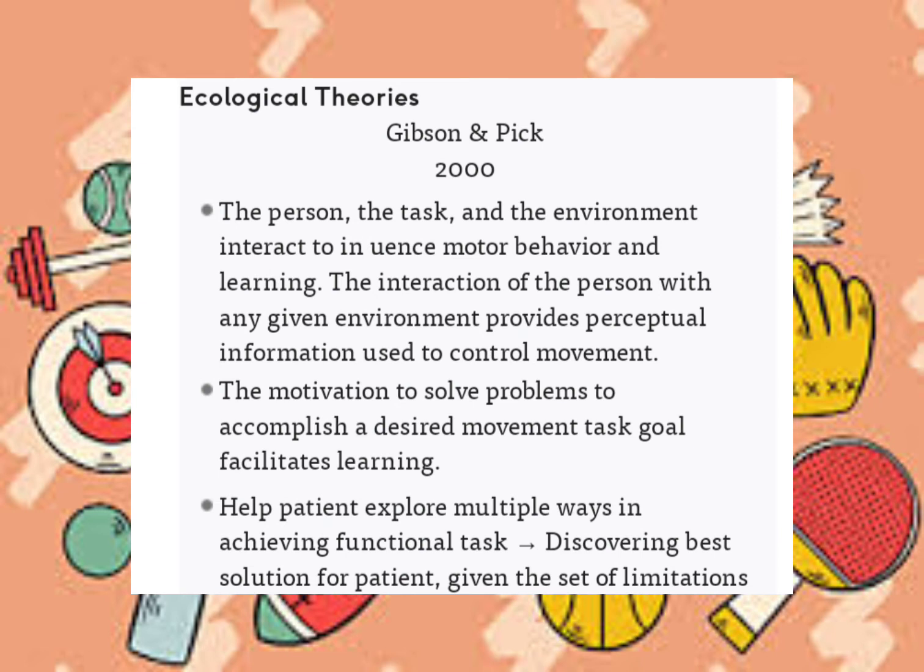The person, the task, and the environment interact to influence motor behaviors and learning. The interaction of the person with any given environment provides perceptual information used to control movement. The motivation to solve problems to accomplish a desired movement task goal facilitates learning. Help patients explore multiple ways of achieving functional tasks, discovering the best solution for the patient given the set of limitations.